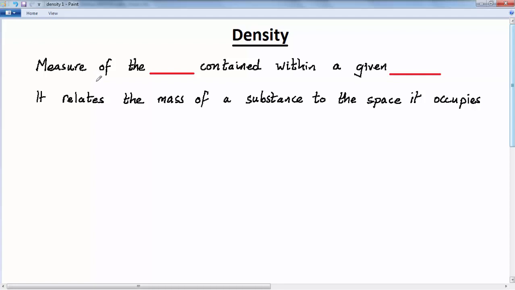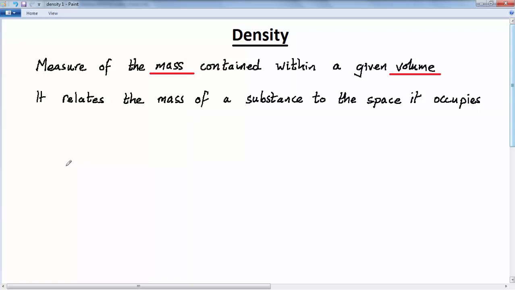In the next 3 lessons we're going to look at density. Now the density of a substance or an object is a measure of the amount of mass that's contained within a given volume. In a sense, it's a measure of the compactness of matter. That's to say, it relates the mass of a substance to the space that it occupies.